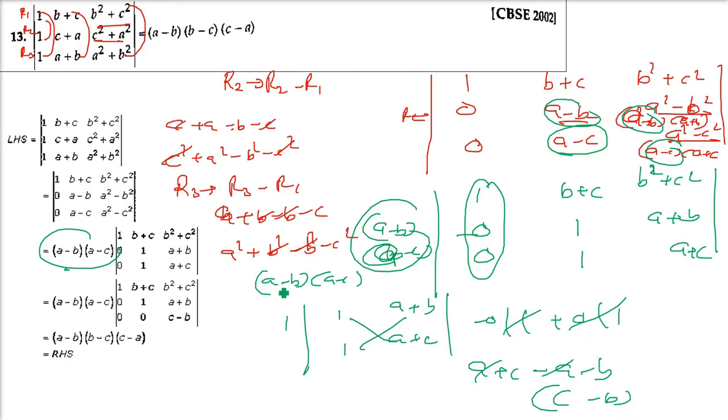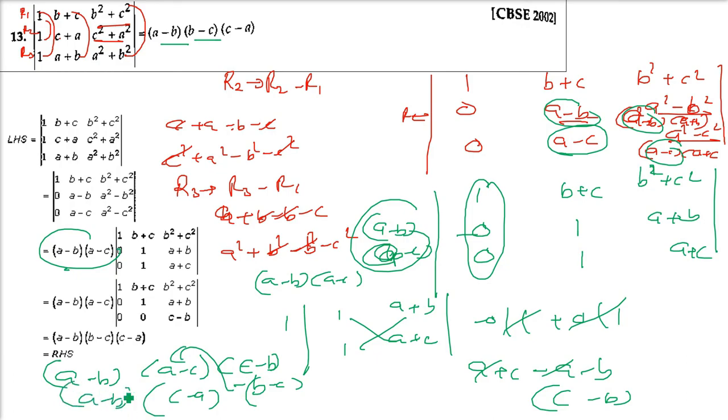But if you see in the question, they are asking A minus B, B minus C, C minus A. So you can just change the sign, and this negative can be taken with some other factor. So I am making it as C minus B as minus B minus C, minus taking to the A minus C, it will become C minus A. So this is the final solution.